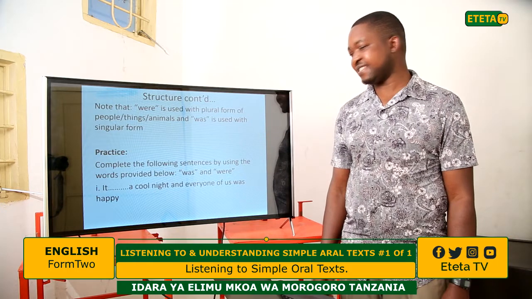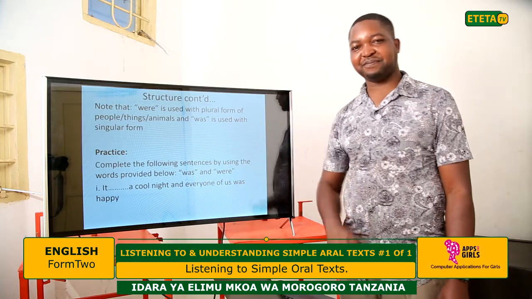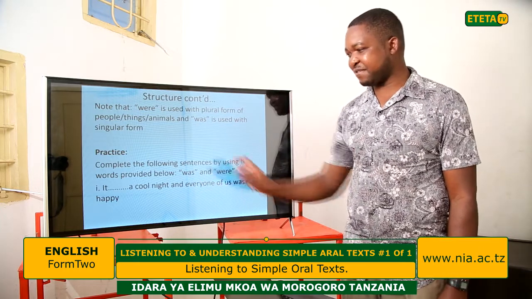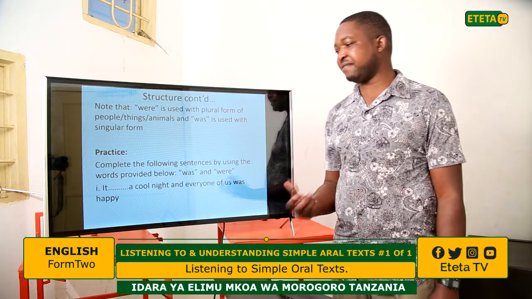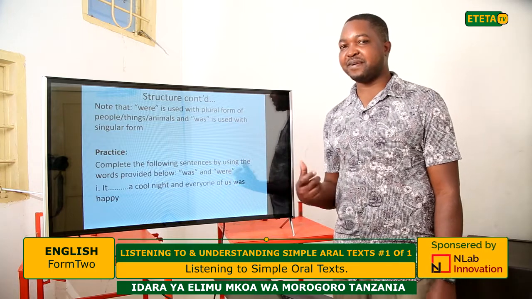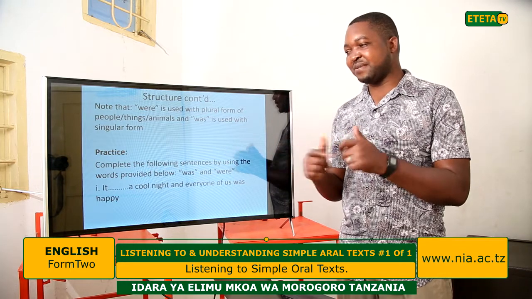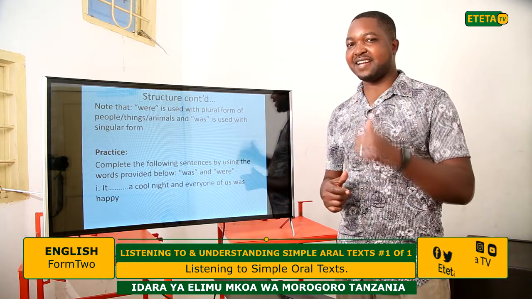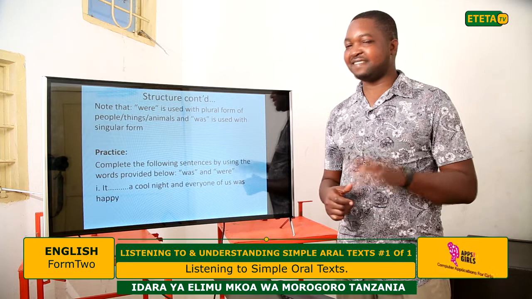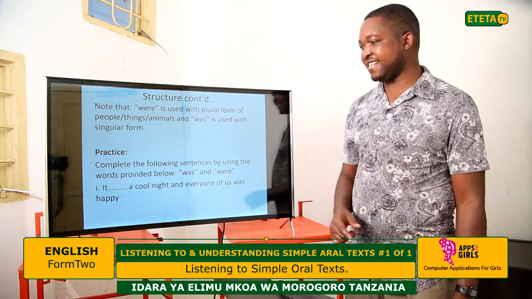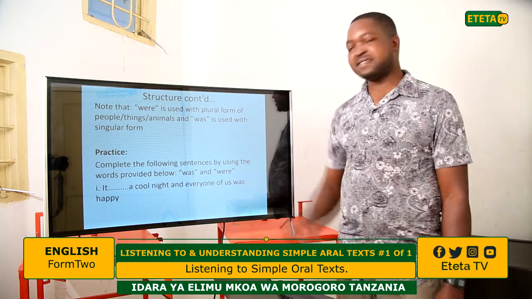My dear students and other viewers, which is which? Should we use was or should we use were? Can you try to fit it there? You know what other aspect you can use to know whether you have chosen the correct word or not? You can just fit it there, and then try to read the sentence. You just realize that the word used here is wrong. It's very easy to realize. It dash a cool night, and every one of us was happy. Was, were.